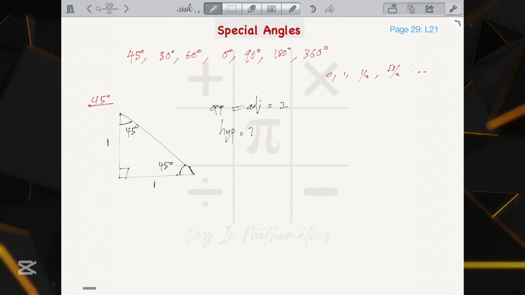If we recall our lesson on Pythagoras theorem, where we're dealing with a right angle triangle, we'll see that hypotenuse squared is equal to opposite squared plus the adjacent squared. This is called the Pythagoras theorem. So let's evaluate the hypotenuse. Hypotenuse squared is equal to 1 squared plus 1 squared, which is 1 plus 1, which is equal to 2. So the hypotenuse is root 2.